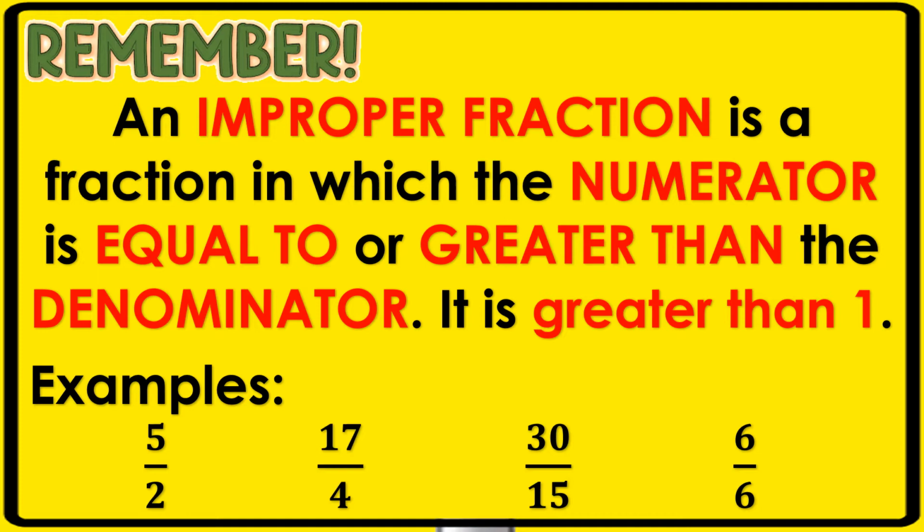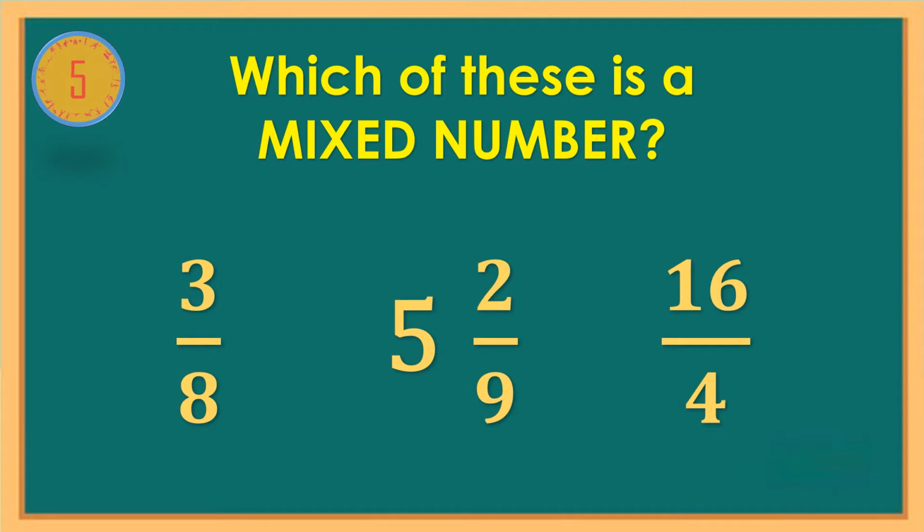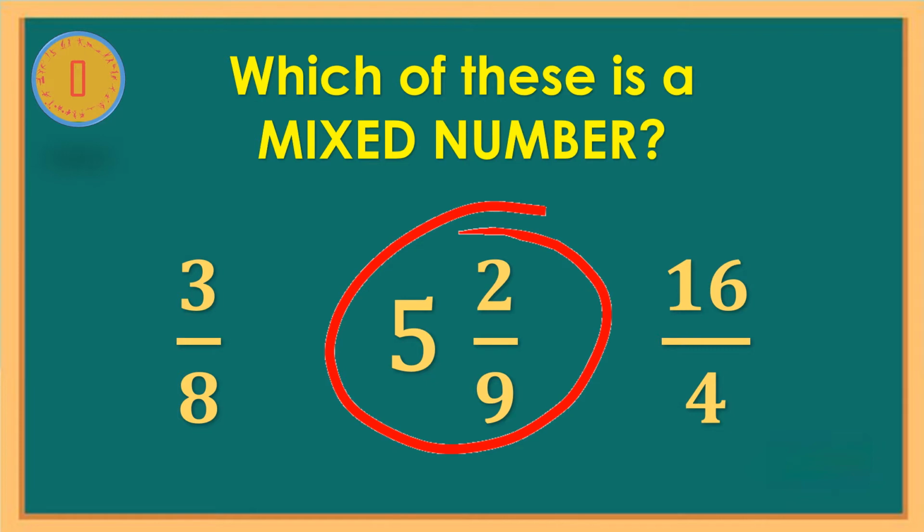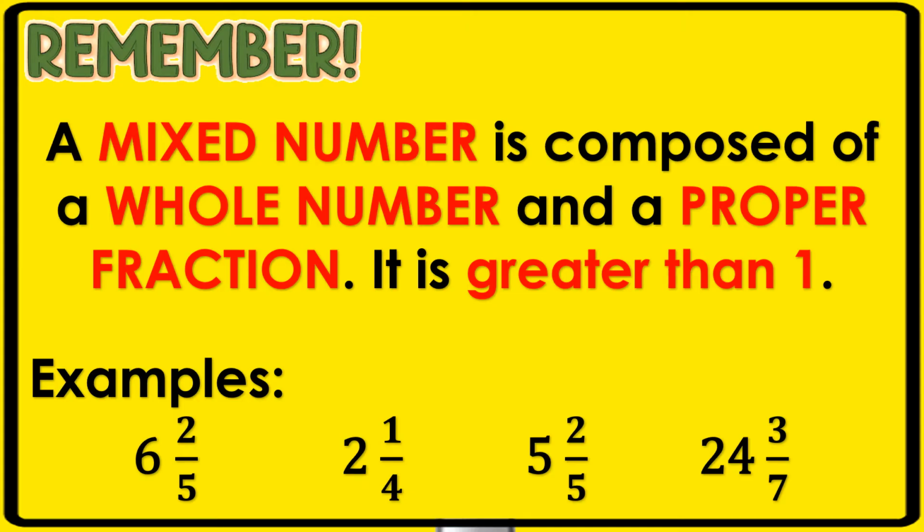Examples: 5/2, 17/4, 30/15, 6/6. Which of these is a mixed number? Excellent! It's 5 2/9. Remember, a mixed number is composed of a whole number and a proper fraction. It is greater than 1.